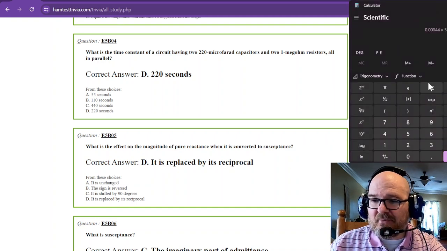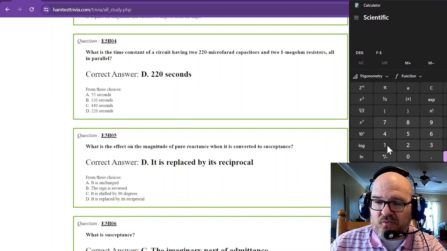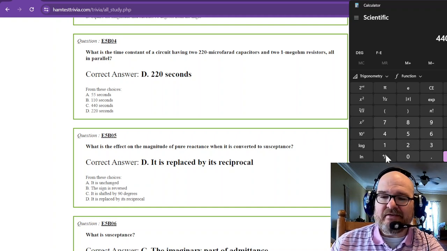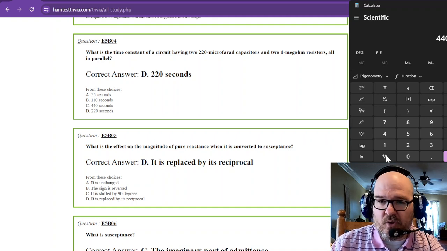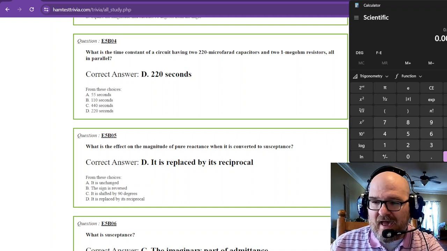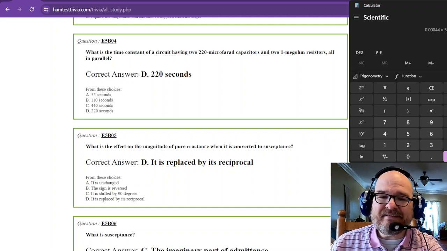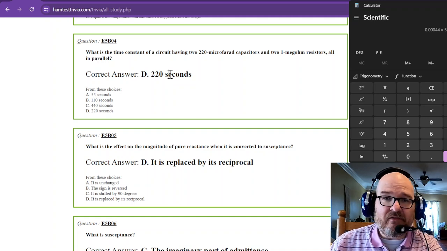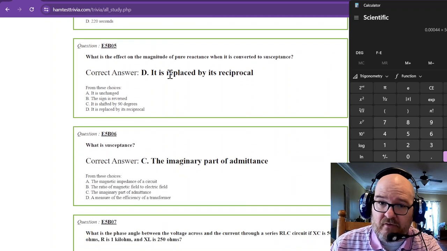Then you bring up your magic calculator. So you go 220 is 440 microfarads, which is E negative 6, the scientific notation for micro, and you multiply that times 500,000, or 500E3. And that gives you 220 seconds. Memorize that answer, 220. You're going to see one of these questions on the test. It may be this one, maybe one of the other 14.